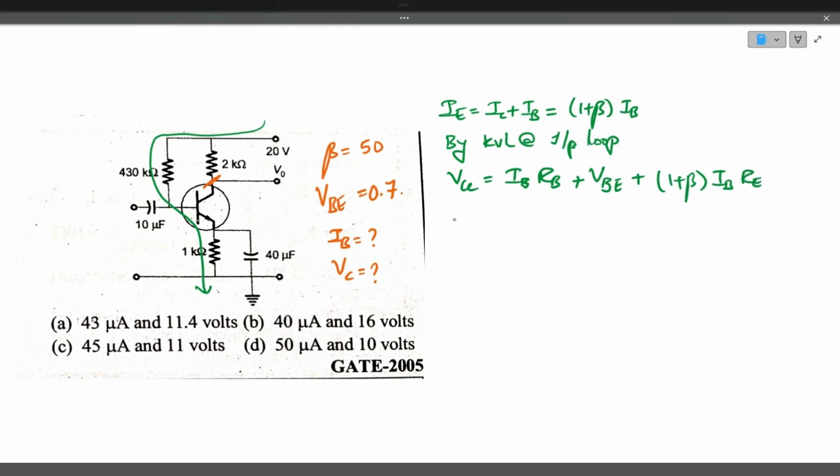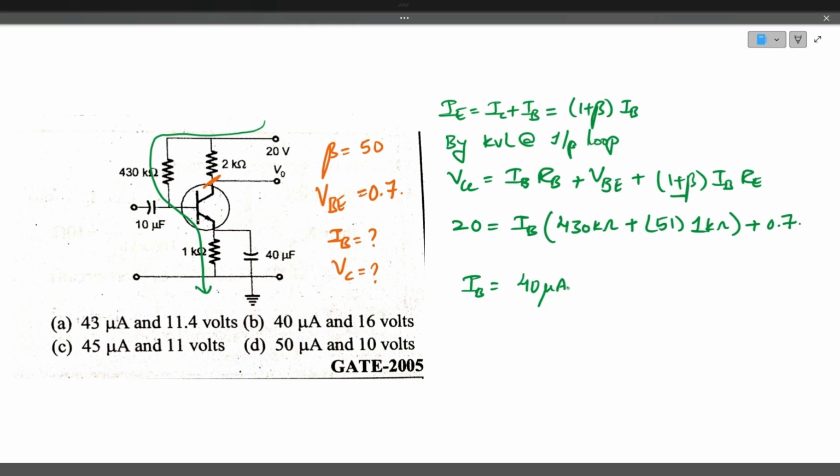Substitute the values. VCC is 20 volts. The base current is not known to us. The base resistance is 430 kilo ohms. Here 1 plus beta I am taking; beta is given as 50, so this is 51. Emitter resistance is 1 kilo ohm, plus VBE, the base emitter voltage, is 0.7. So by solving this, you will get the base current value as 40 microamperes.